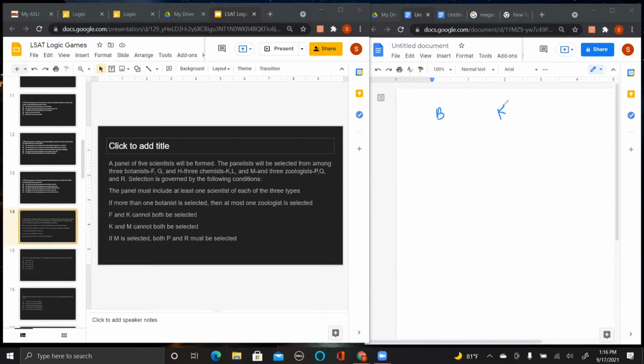There are the chemists. Chemists and zoologists. Those are our 3 categories, and each of them has 3 scientists that fit that description. So the botanists are F, G, and H. The chemists are K, L, and M. And the zoologists are P, Q, and R.